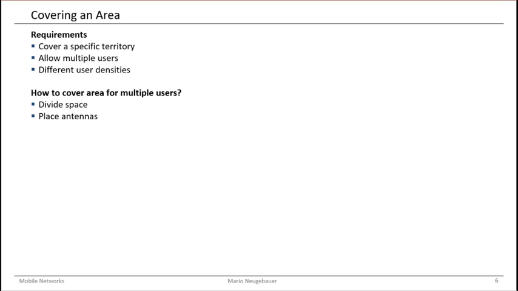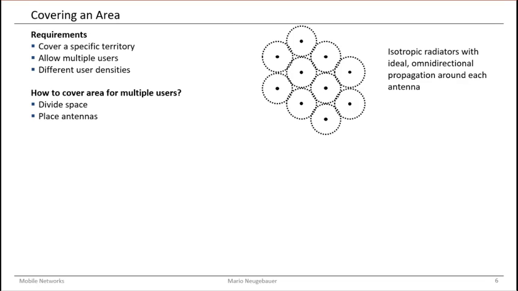And therefore, one step to think about how to best cover the area is to first think about the placement of the antennas. If we have an isotropic radiator with ideal, omnidirectional propagation around the antenna, then we can cover the area like this, shown here on the right side. We just place them regularly at a certain distance, and then we cover the area like shown in this picture.